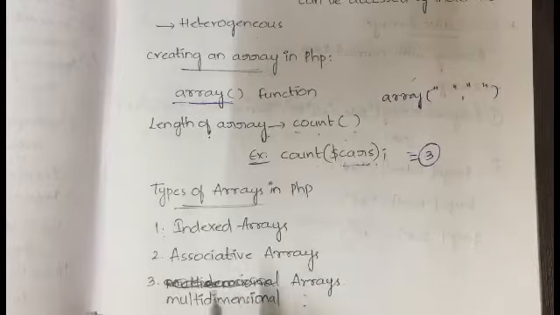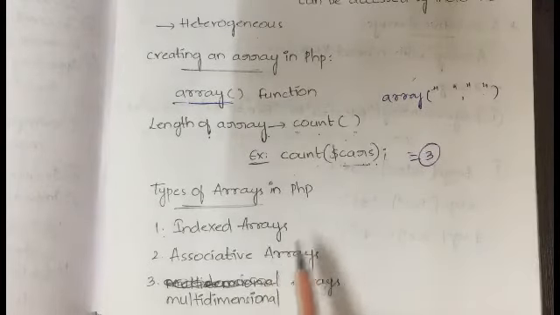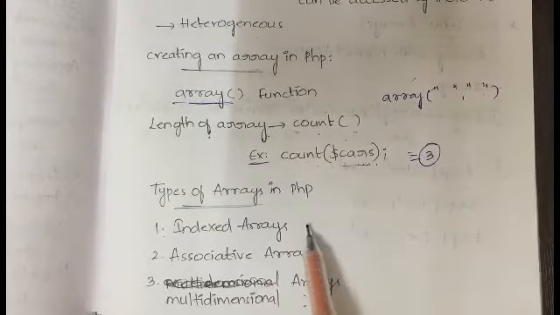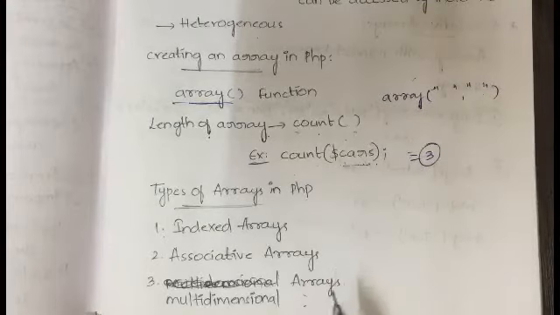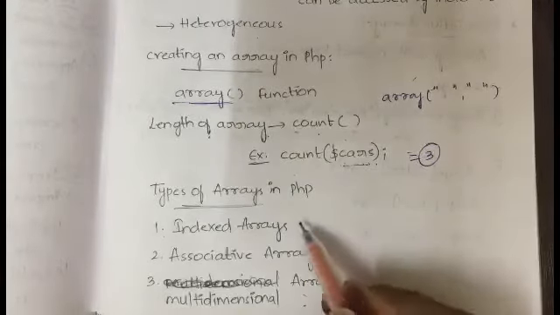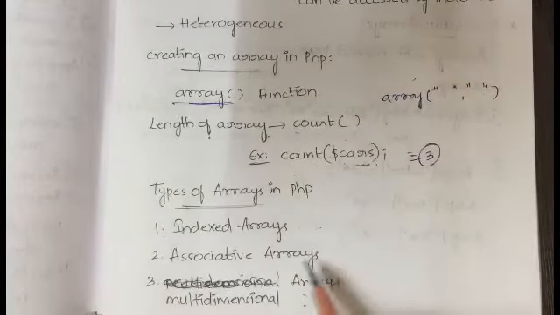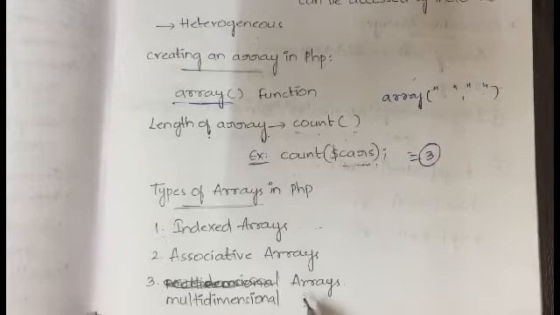So, and next, types of arrays in PHP. We have three types of arrays: indexed arrays, associative arrays, and multi-dimensional arrays. Indexed arrays are based on numerical index, associative arrays are based on key, and a multi-dimensional array is nothing but an array within another array. Okay, we will see about each type in detail, with an example for each type. Let us see it now.